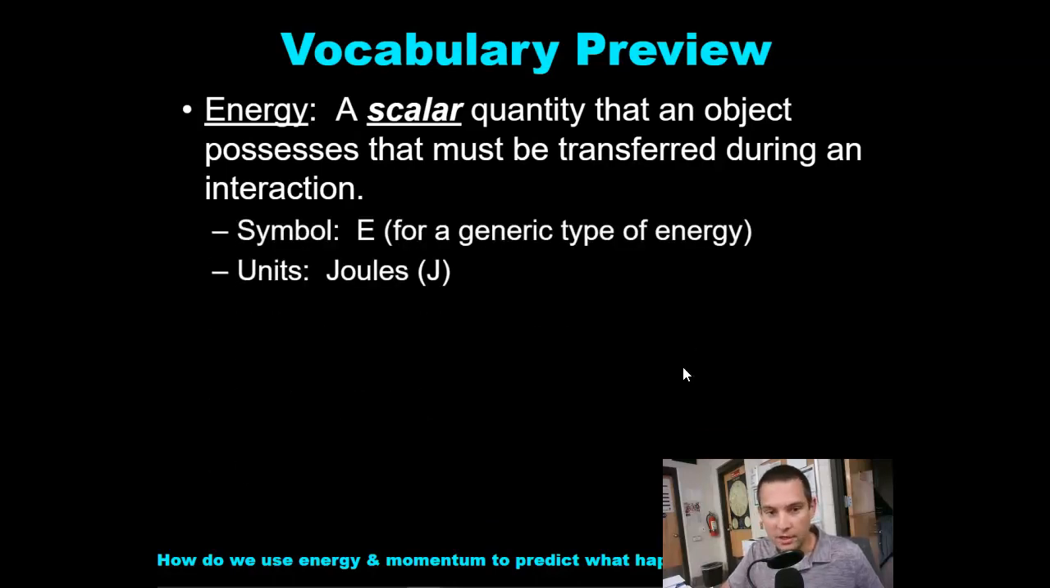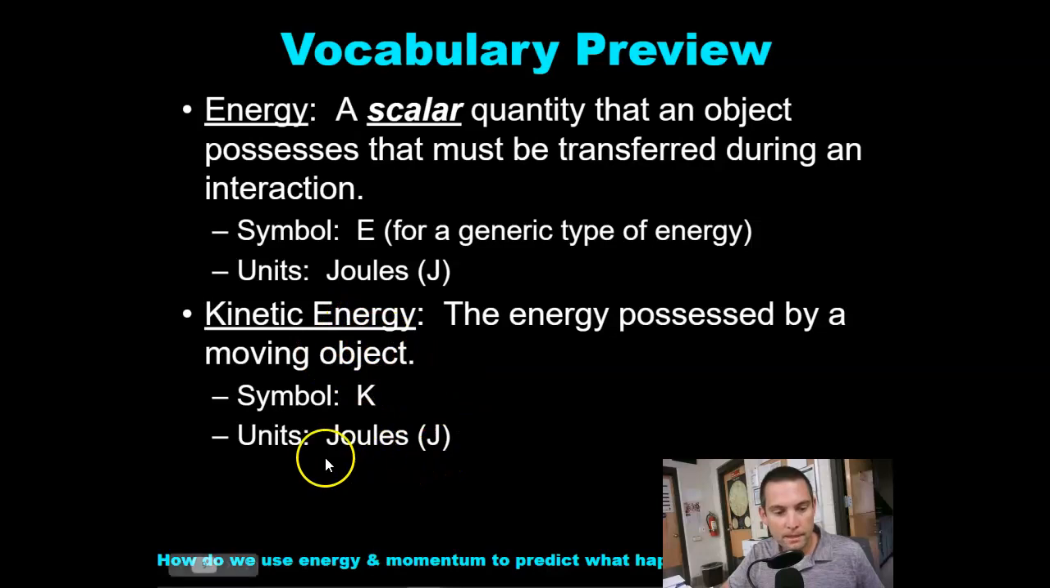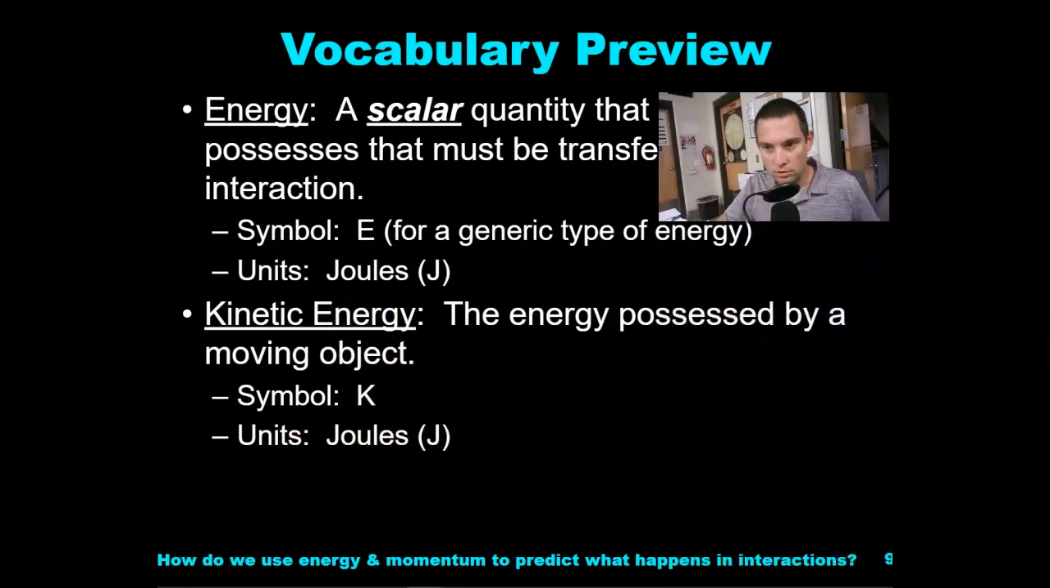For any type of energy, we'll use subscripts to differentiate among them. The units for energy are measured in joules, with a capital J. Kinetic energy is one form: the energy possessed by a moving object. What we're studying right now is kinematics, the study of motion, like the Xbox Kinect. All of this means moving. The symbol that we use for kinetic energy is K. Units, again, are joules.